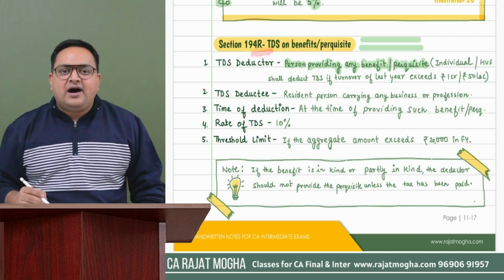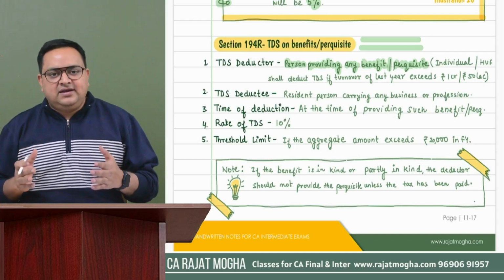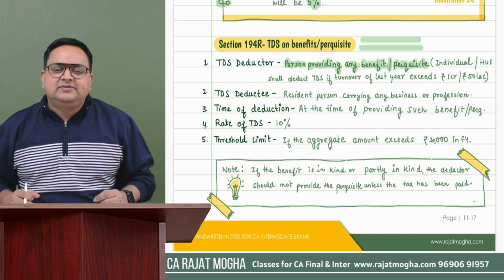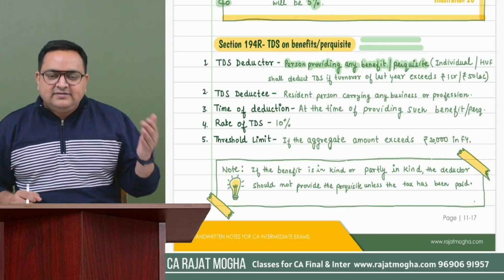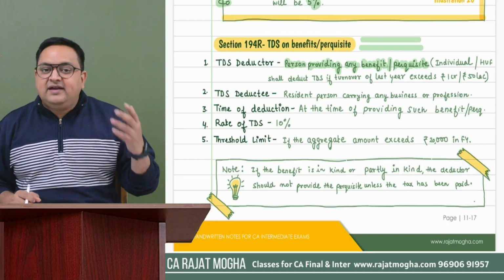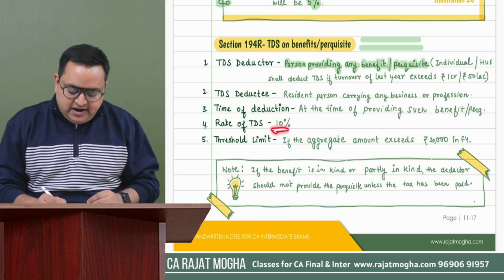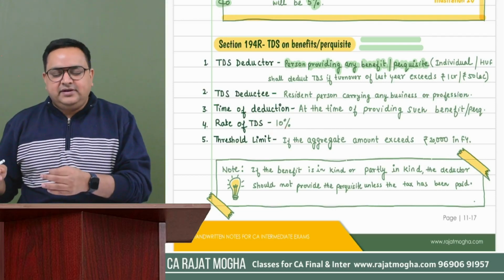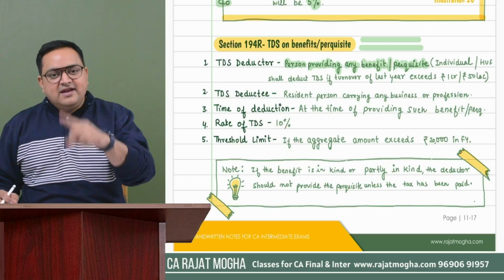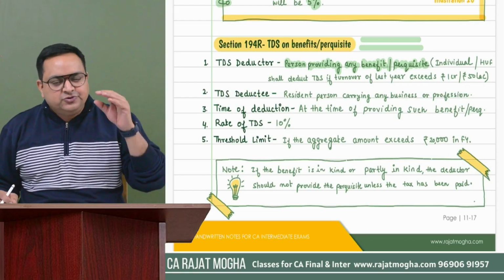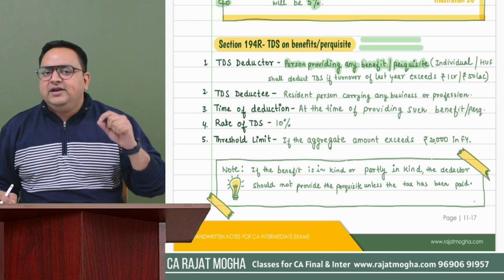So 194R says if any person is having income from PGBP, running his own business or profession, and he receives any gifts or perquisites in excess of 20,000 rupees, then TDS will be deducted by the person who is providing the gift. It is their responsibility to deduct TDS at a rate of 10% in that case. So the threshold limit is 20,000 rupees, and the rate of TDS is 10%.